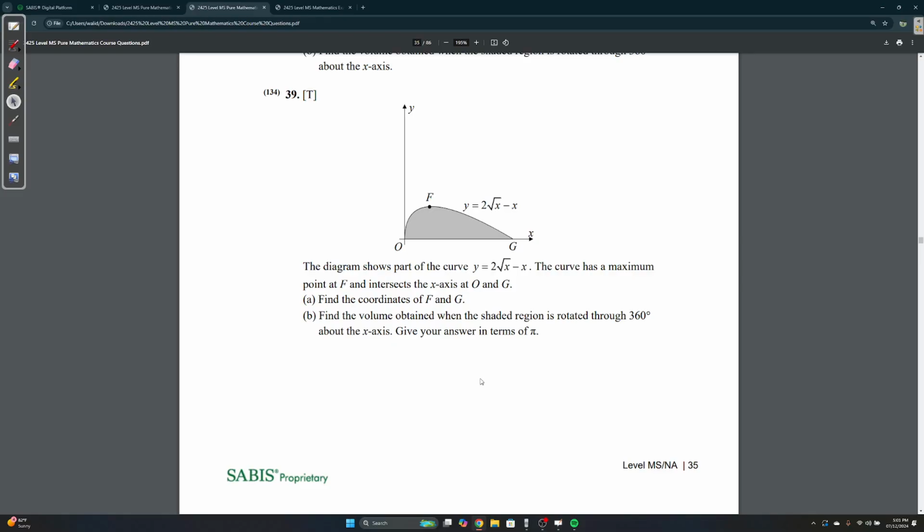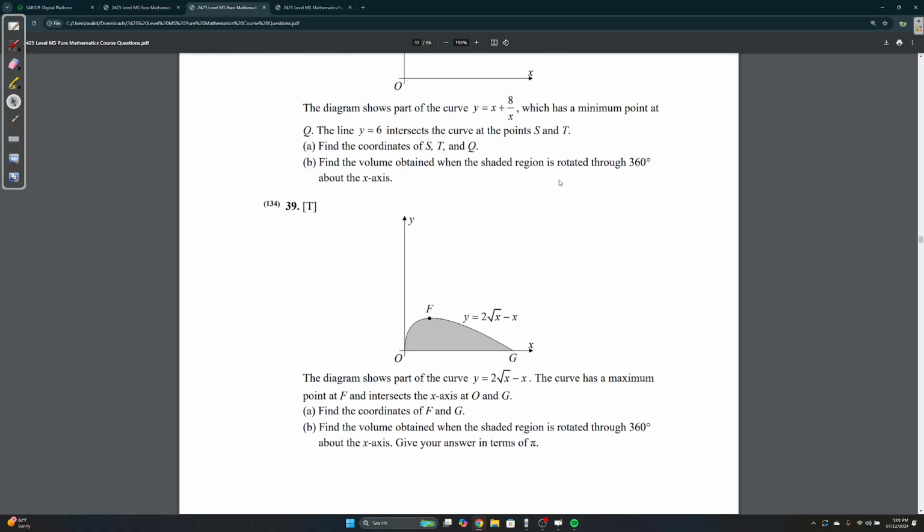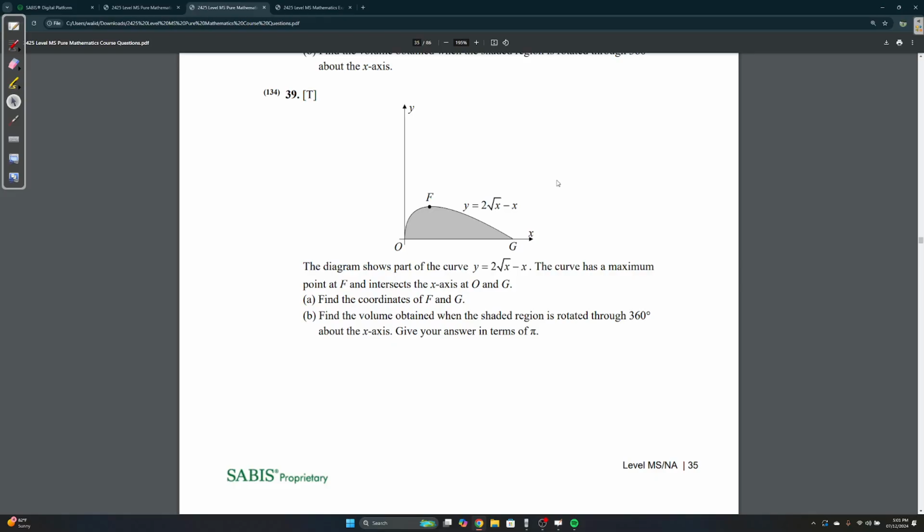Anyway, let's continue. The diagram shows part of the curve. Y is equal to 2 root x minus x. The curve has a maximum point at F, intersects the x-axis at O and G. Find the coordinates of F and G. Okay, this is very similar to the last question we solved. Let's first find F and G.